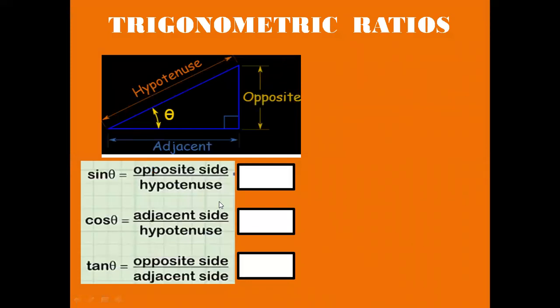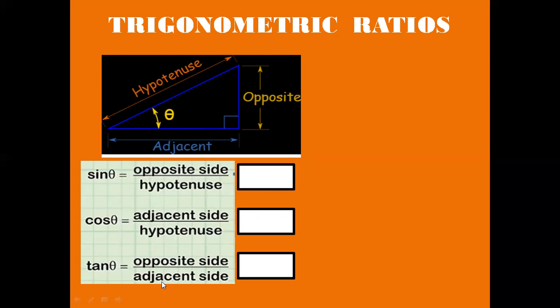Now we come to trigonometric ratios. First is sine theta, given by opposite side by hypotenuse. So opposite side is this, hypotenuse is this. So opposite side by hypotenuse gives us sine theta. Cos theta gives us adjacent side by hypotenuse. Cos theta is adjacent side by hypotenuse. Tan theta is opposite side by adjacent side.